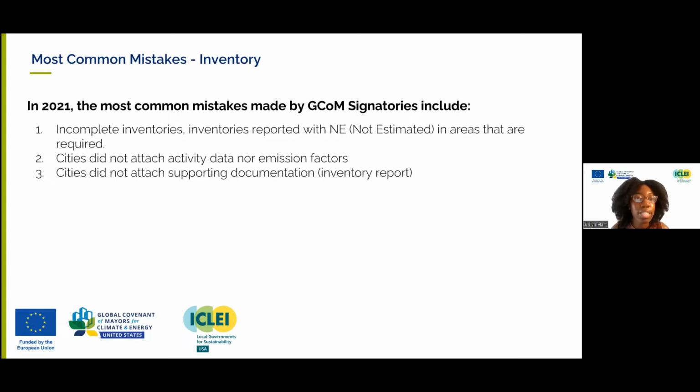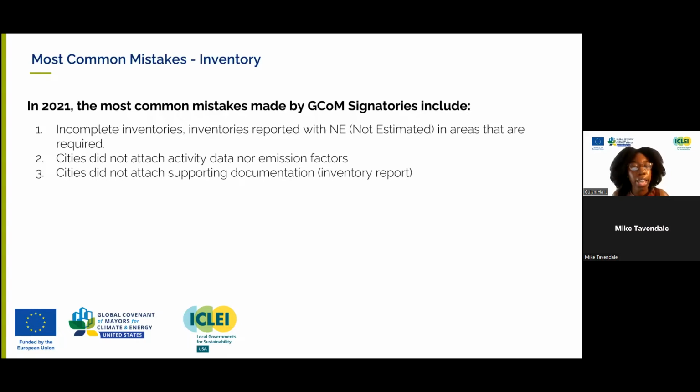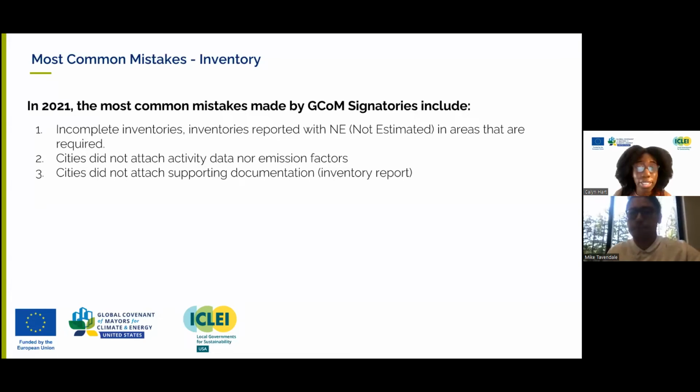And lastly, cities that do not attach supporting documentation. So this is when you don't provide an inventory report so that they can see the methodology, sources, things like that. When you don't report that, that would also count against you. So ensure that you are including an inventory report or a link to that report on your city's website, and ensure that that link works. Oftentimes we've seen that a link will be included, but it does not work. You click on the link and it doesn't take you to a page. So make sure that that link is supported.